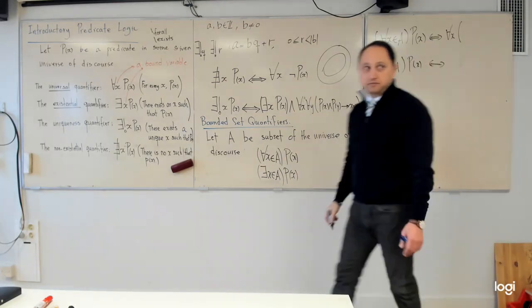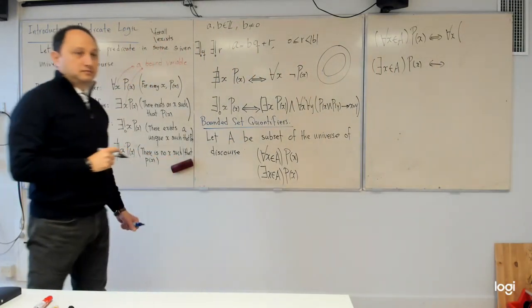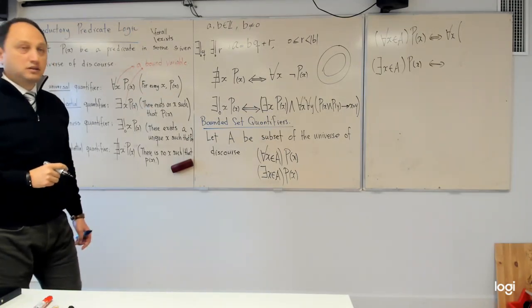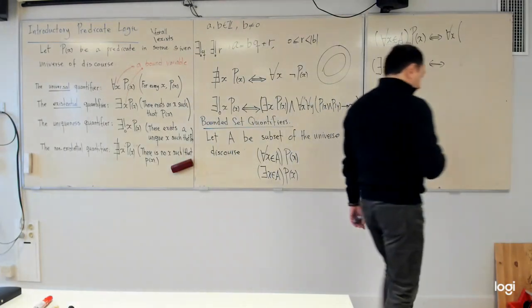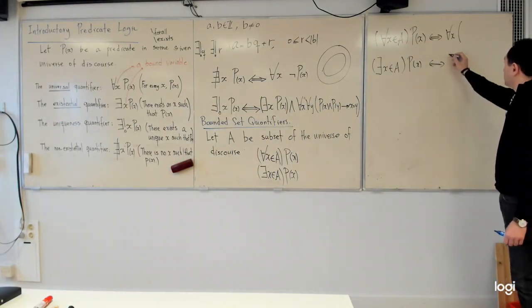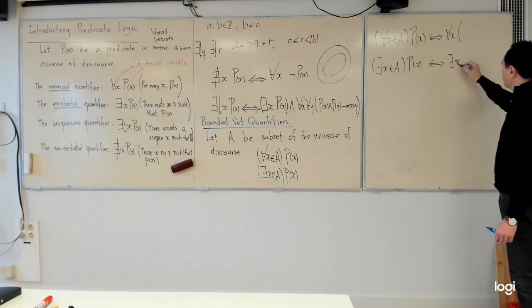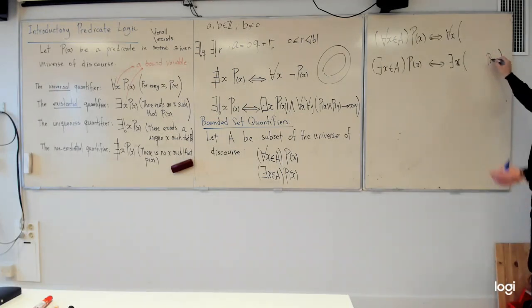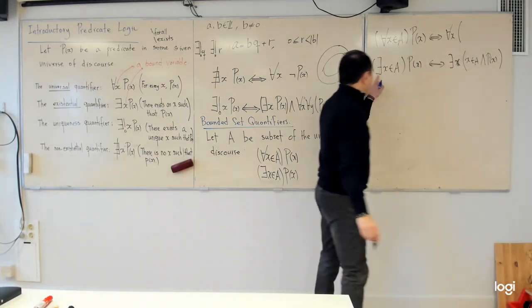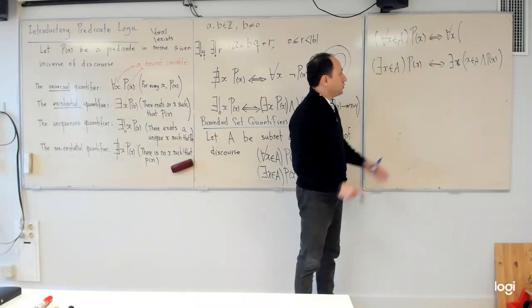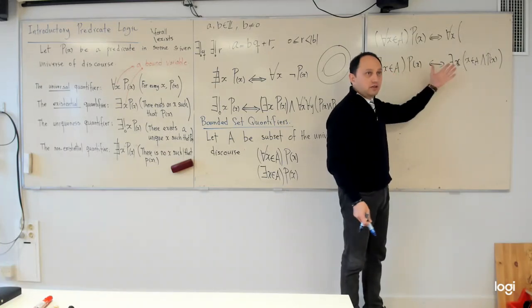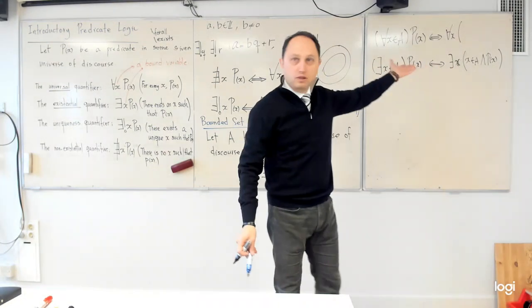So how can I write this? This is easy. There exists x, what should I write inside? P of x and x inside of A. Exactly. This was easy. When you say there exists an x inside A so that P of x is true, it means that I could find an x that, on the one hand, is inside A, and on the other hand, P of x is true. Do you agree that this is the same meaning?